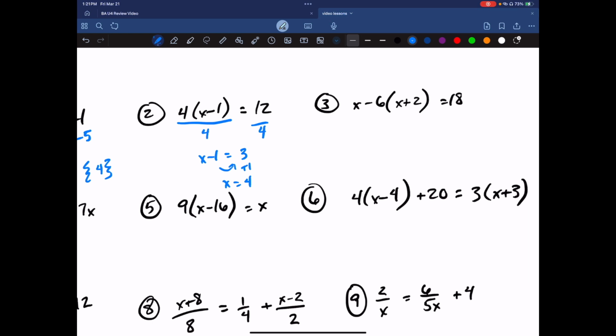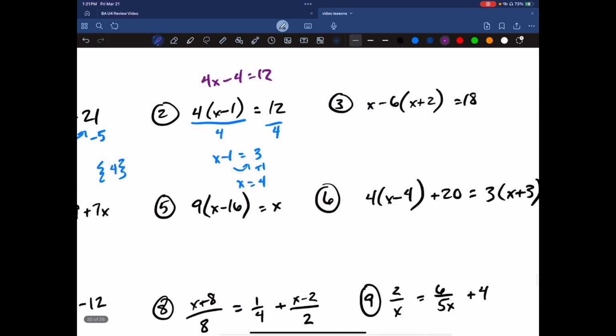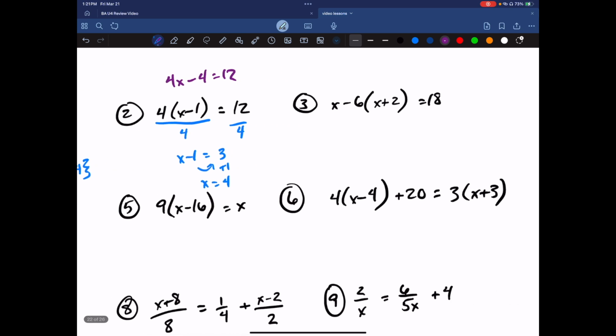Or you could distribute. So if you distributed, it would look something like this, where you had 4x minus 4 equals 12. You could add the 4 and get 16, divide by 4 and get 4. It's very similar at that point to number one. But there's two different ways to work it. The number out front doesn't always divide evenly into the number on the other side of the equal sign, but if you notice it, you can use that to your advantage, and it helps keep your numbers small. It's something I like to do.